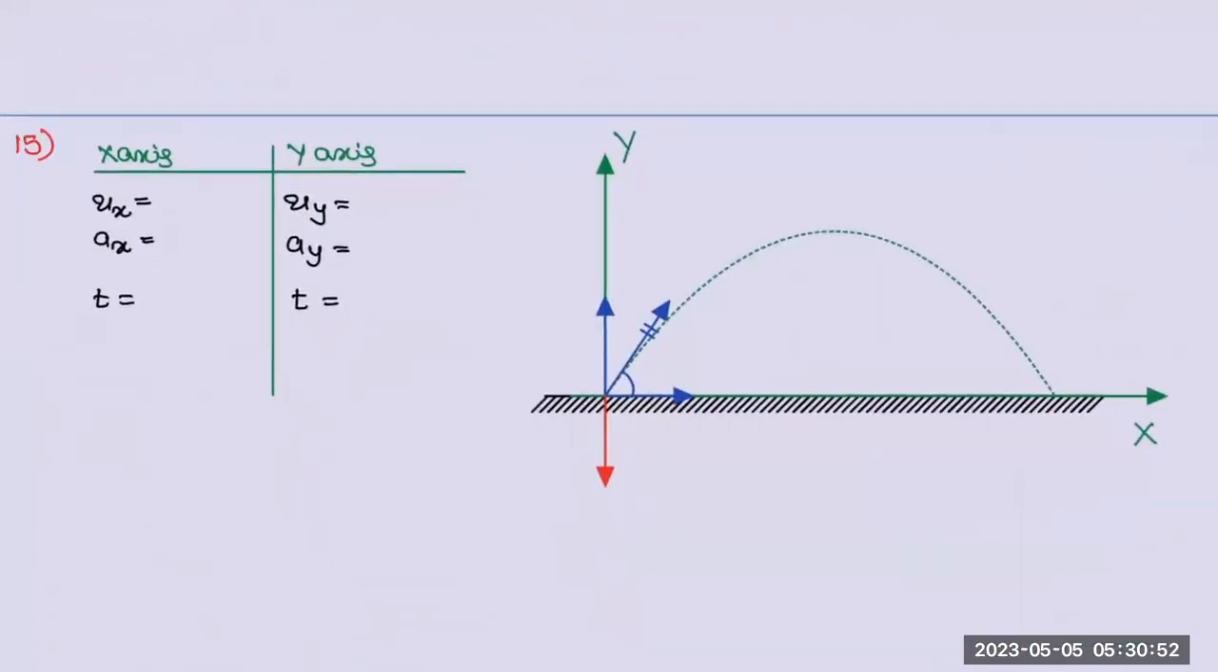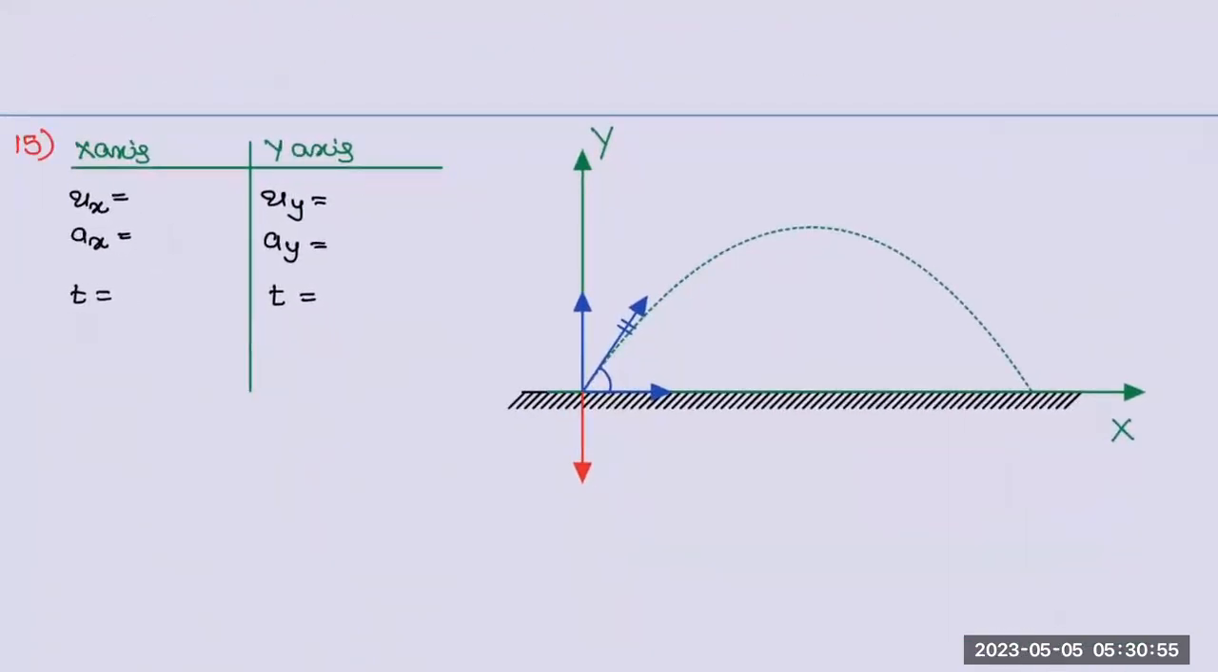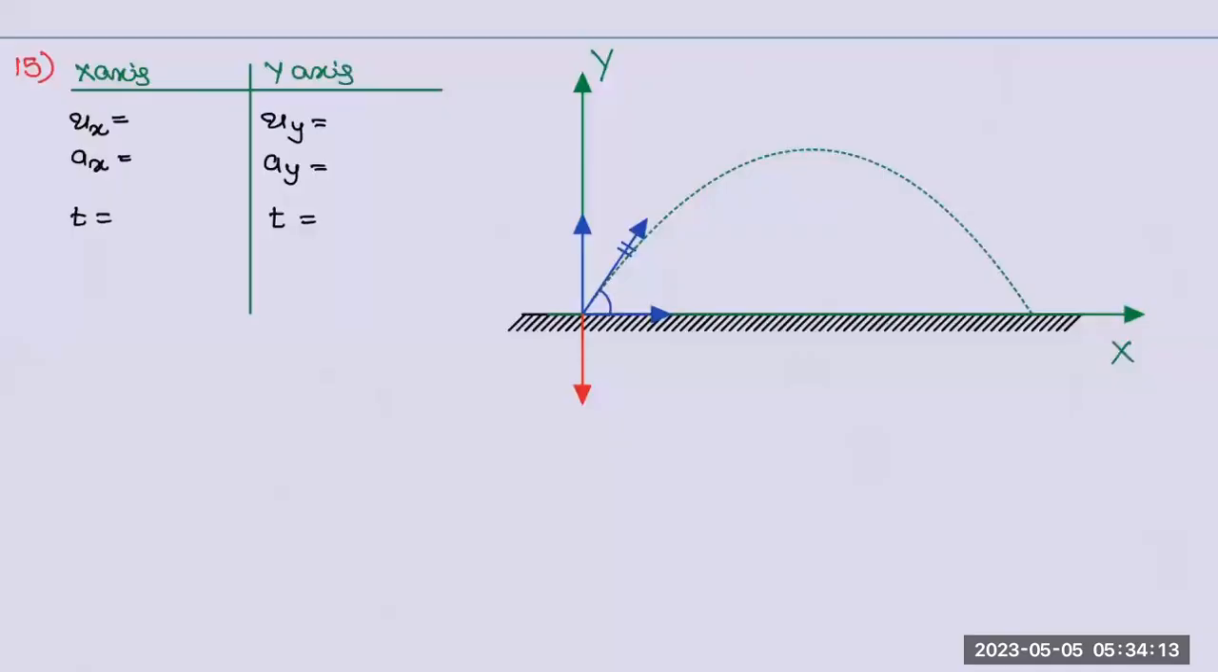We'll take the data first. Now we take the data. Question number 15, I'm telling you. A stone is projected with velocity 25 meters per second, making an angle 53 degrees with horizontal, right? Horizontal, yeah, perfect.